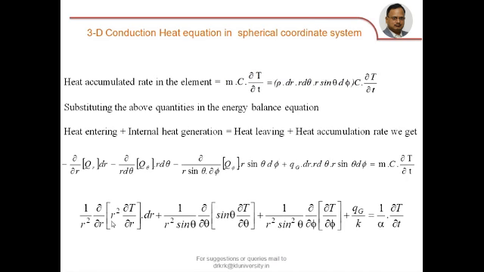So upon simplification you will get 1 by r square dou by dou r of r square dou T by dou r, plus 1 by r square sin theta dou by dou theta of sin theta into dou T by dou theta, plus 1 by r square sin square theta into dou square T by dou phi square, plus q_g by k equal to 1 by alpha dou T by dou t. 1 by alpha is again rho c by k.